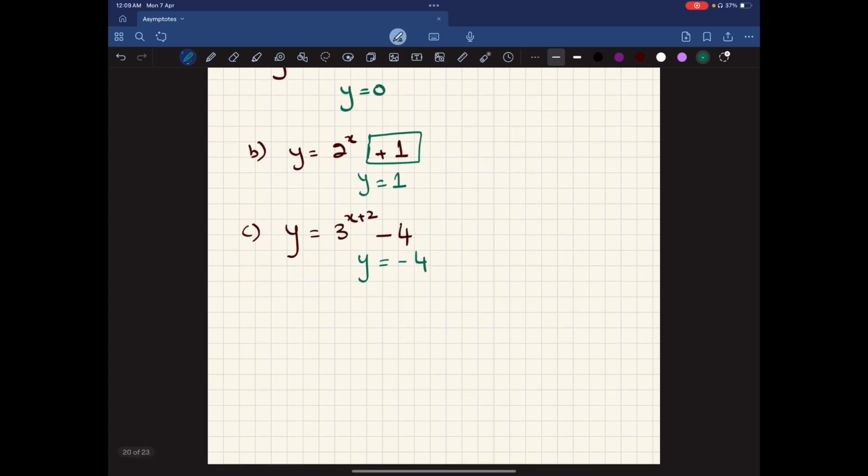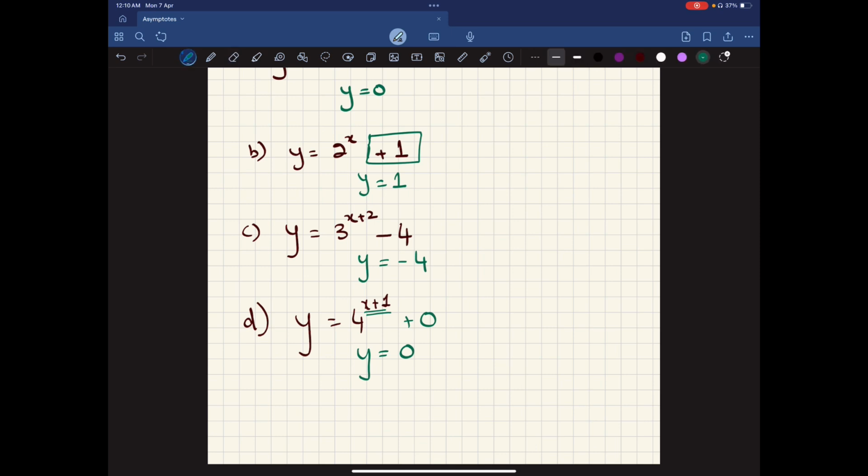Okay, let's see if y is equals to 4^(x+1). Come on, girls. Think about it. What is the horizontal asymptote going to be? Since 0 is being added to the exponential function, our asymptote is going to be y is equals to 0. It doesn't matter what is happening in the power. We need to see what constant is being added or subtracted to our exponential function.